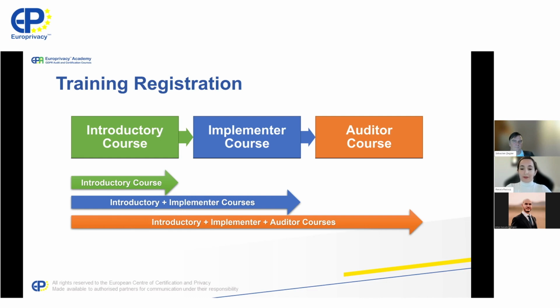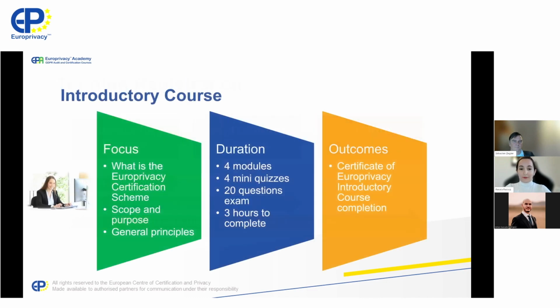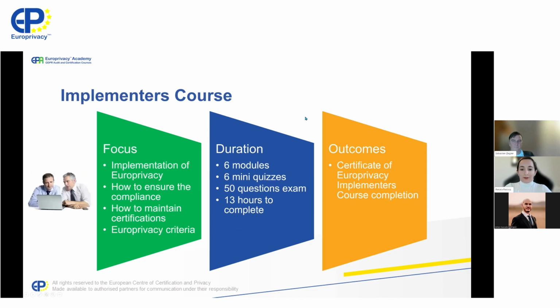But now let's dive into the different courses a little bit. We have, of course, the introductory course, which teaches you what the Europrivacy certification is, what is the scope and purpose of the Europrivacy certification scheme, and what are the general principles. This course includes 4 modules, 4 mini quizzes, an online exam with 20 questions, and takes around 3 hours to complete. And of course, if you pass the exam, you obtain a certificate of completion. Then the next slide, please.